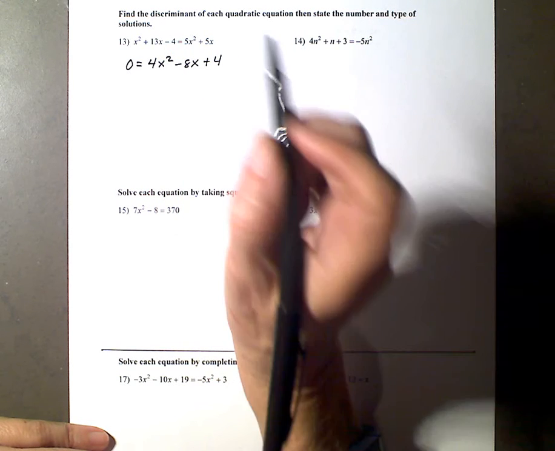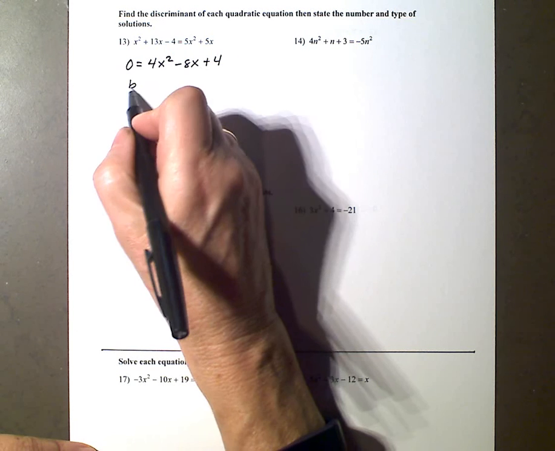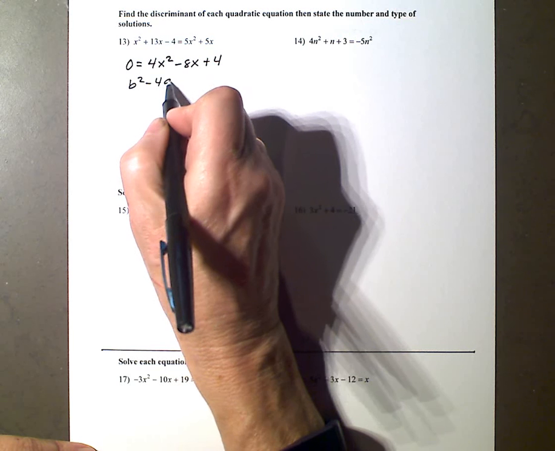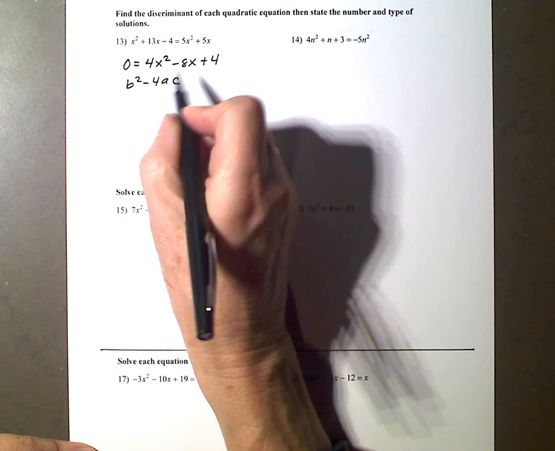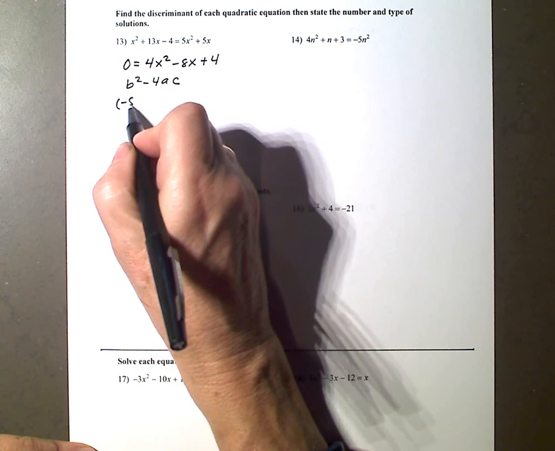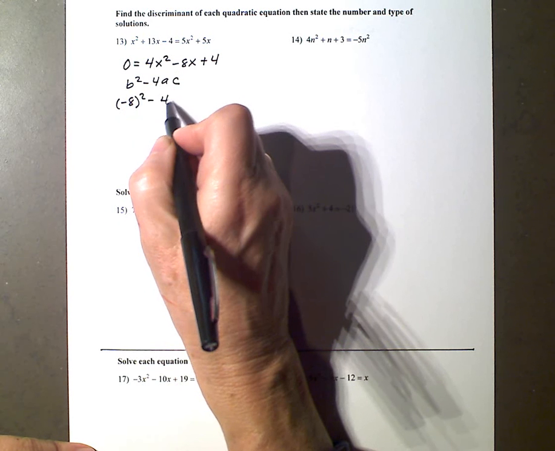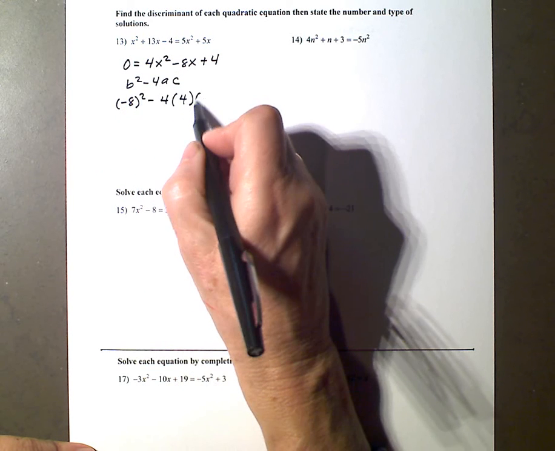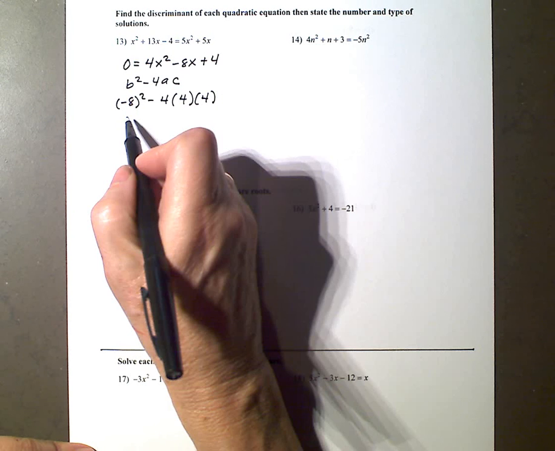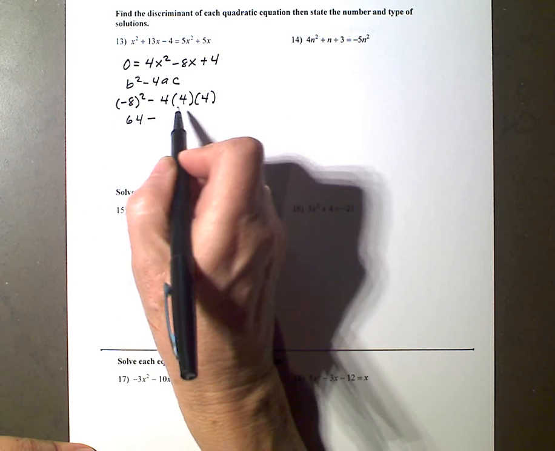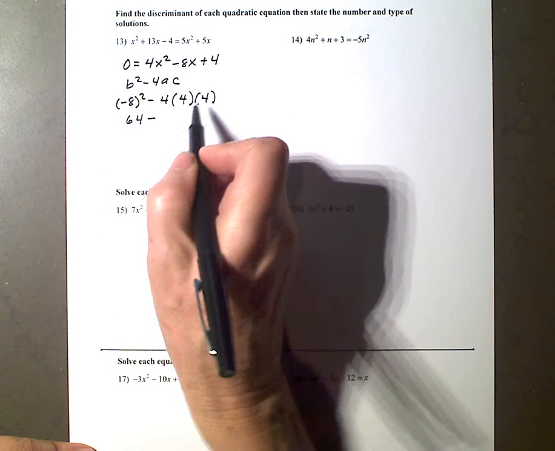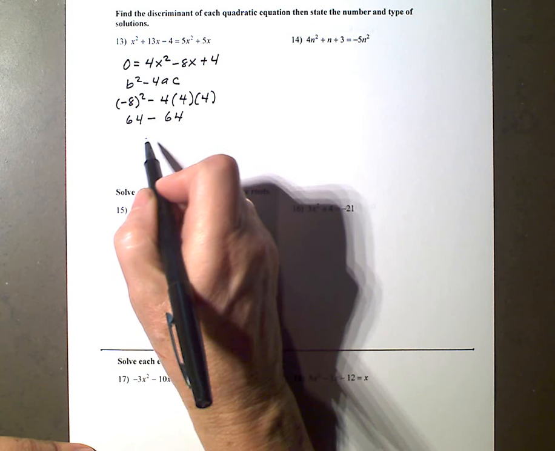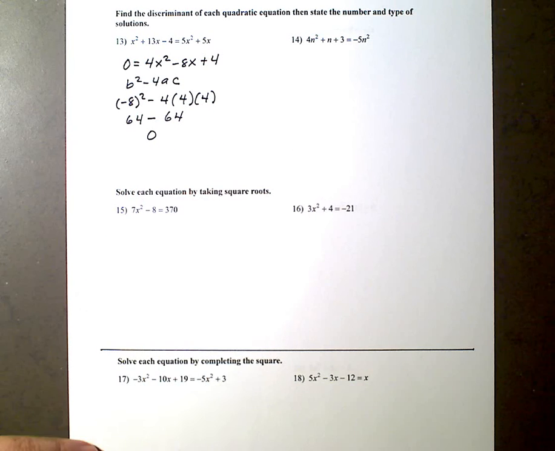Okay, so the discriminant is b squared minus 4ac. So b is negative 8, a is 4, and c is 4. So I get 64 minus 4 times 4, which is 16, times 4 is 64. And that means that the discriminant is 0, which tells me when it's 0 that I have 2 imaginary roots.